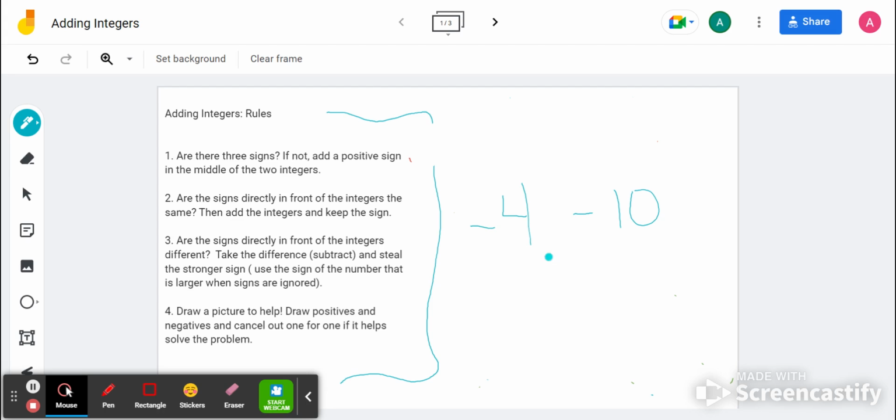So we want to make sure that there are 3 signs. And if there are not 3 signs, we can add in a positive. And if we add in a positive and the positive is in the middle, then we can proceed with our rules. So are we adding the same sign? Well, in front of the 10 is a negative and in front of the 4 is a negative. So we are adding the same sign. So we add them, 14, and we keep the sign negative.